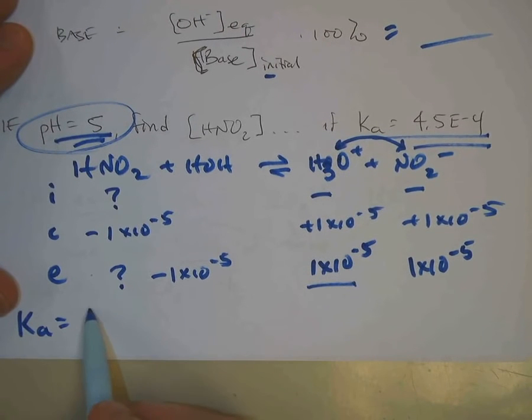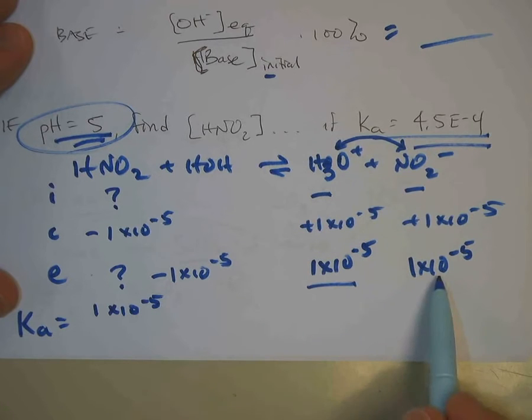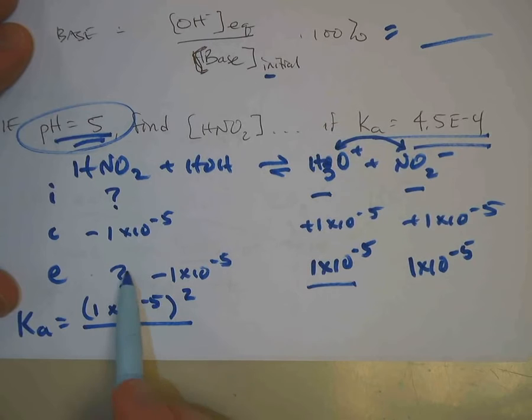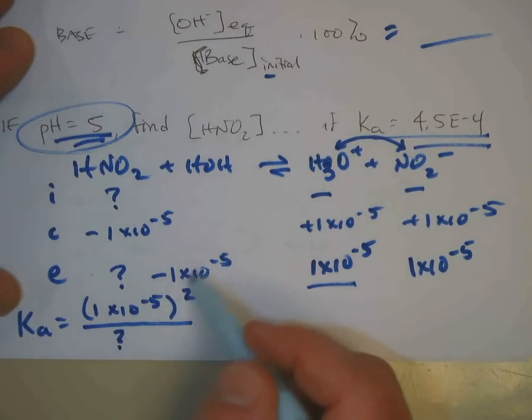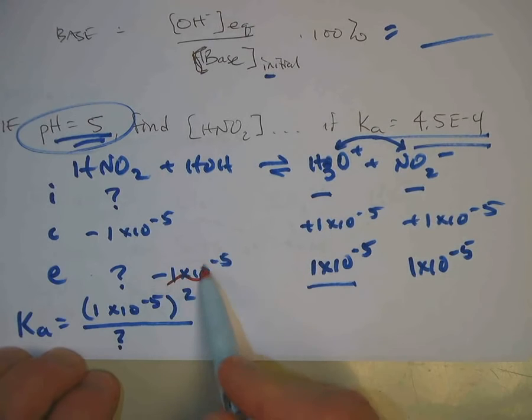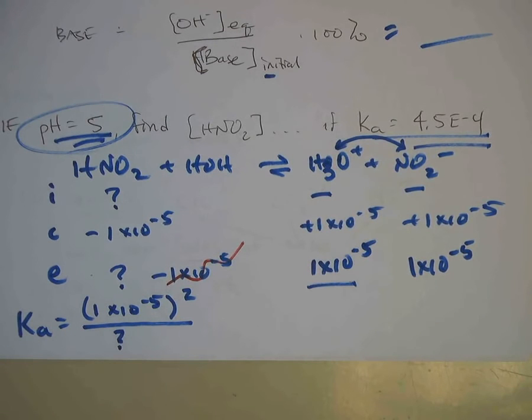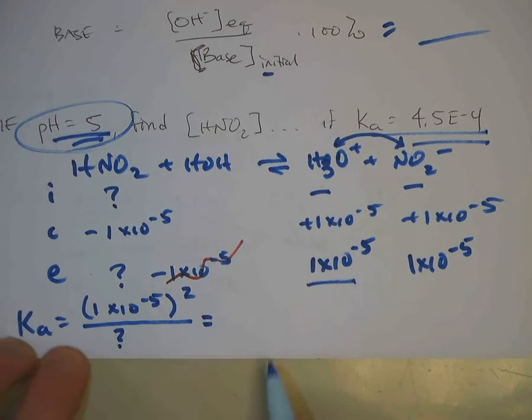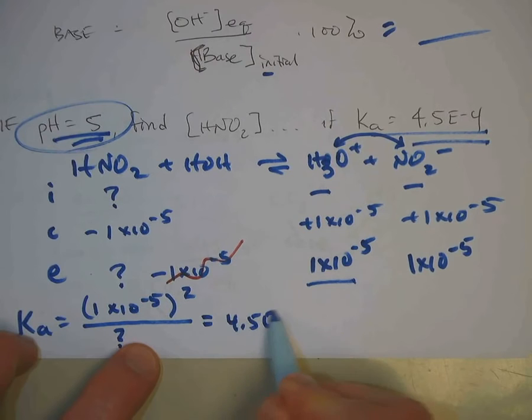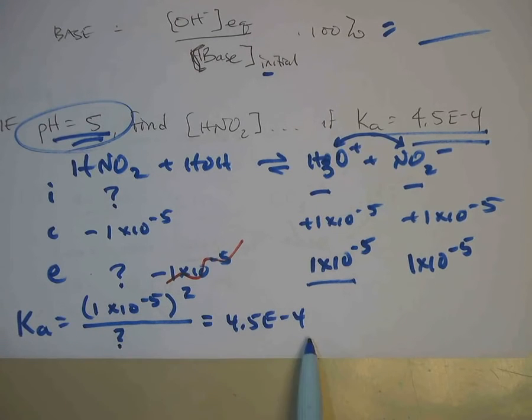I'm just going to jump right to the numbers. It would be 1 times 10 to the negative fifth times 1 times 10 to the negative fifth, so that would be it squared, divided by my question mark right here, minus 1 times 10 to the negative fifth. I'm going to ignore this and say this is small compared to the starting concentration. And I'll find out later if that's okay to do or not. And this is equal to 4.5 times e to the negative 4. I could now do the mathematics here to solve for this question mark.